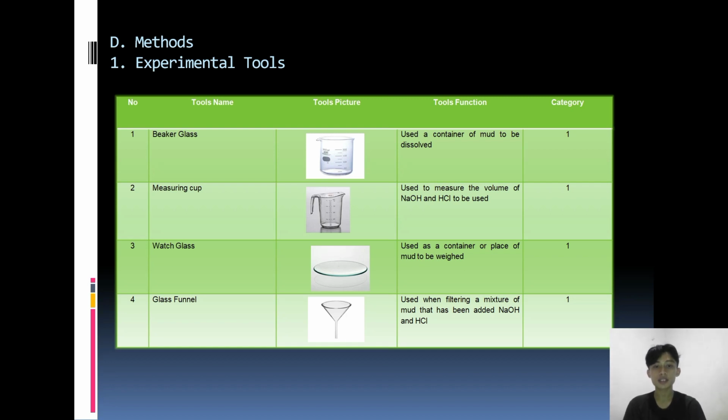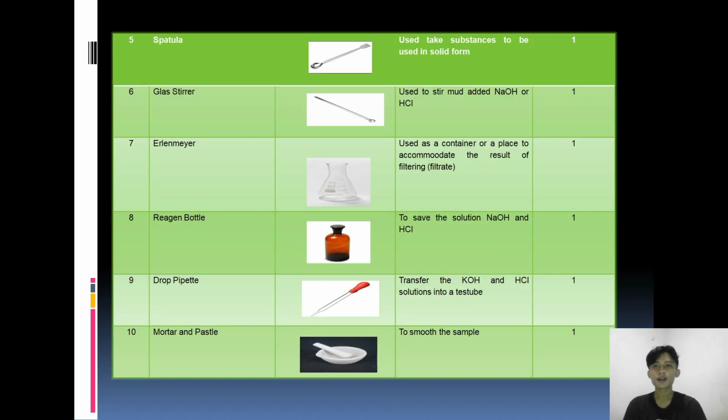Number 3, watch glass. It is used as a container or place for the mud to be weighed. Number 4, glass funnel. Its function is used when filtering the mixture of mud that has been added NaOH and HCl. Number 5, spatula. Its function is to take substances in solid form. Category 1. And number 6, glass stirrer. Its function is to stir the mud added with NaOH or HCl. Category 1.